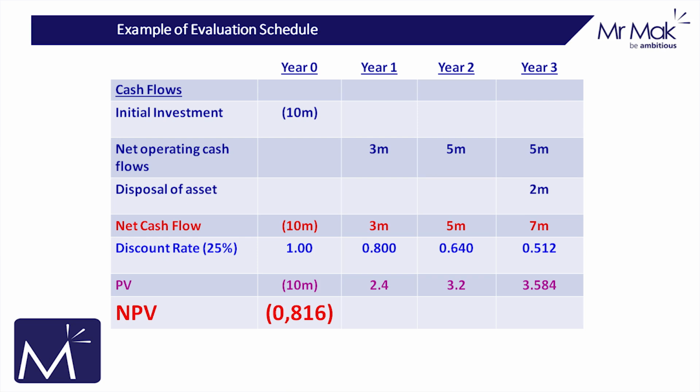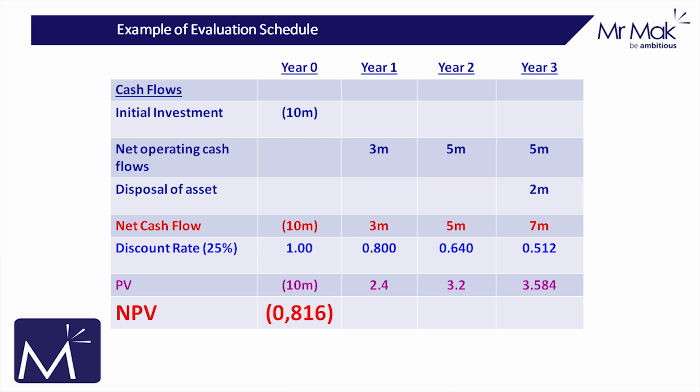In terms of the cash flows this mine is going to generate, in year 1, it's going to generate positive cash flows of 3 million. In year 2, positive cash flows of 5 million. In year 3, positive cash flows of 5 million. That will be the end of life of that mine. So at the end of year 3, we'll also be able to dispose of the assets and generate an additional 2 million. So the net cash flows over the years from year 0 to year 3 are a negative 10 million, a positive 3 million, a positive 5 million, and a positive 7 million.